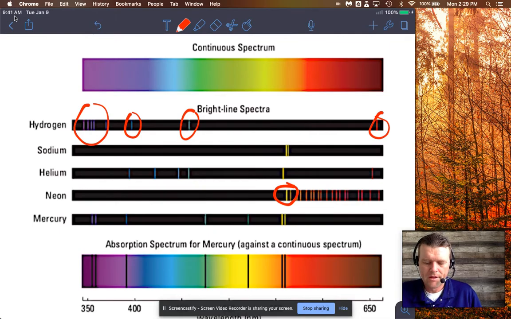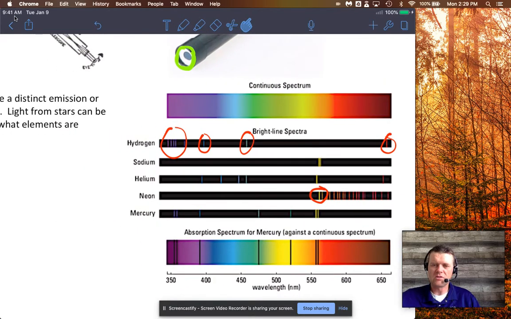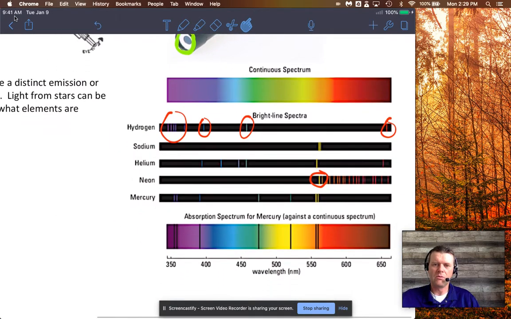So scientists were really excited once they figured this out, because it meant they could look at the light coming from a star, like a distant star. You could run that light through a diffraction grating, and you could tell with certainty what elements were in that star. And that was mind-blowing. We weren't able to do that before. So we are able to learn things about stars that are super far away. We can tell what they're made of.